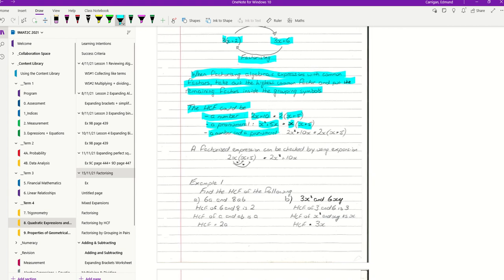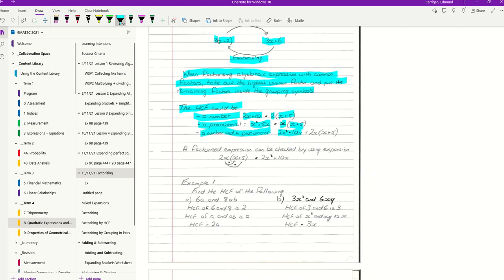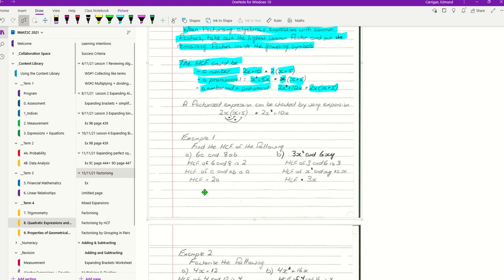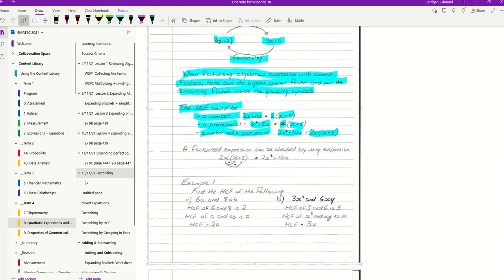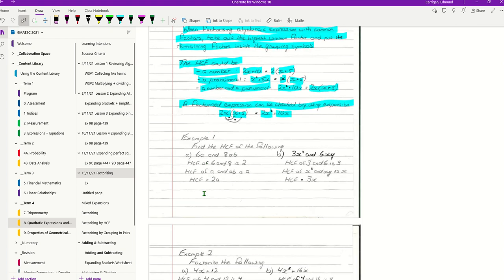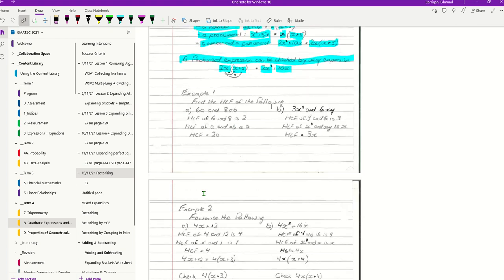Or it could be a number and a pronumeral. So we could have 2x squared plus 10x, and 2x will go into 2x squared, and 2x will go into 10x. We end up with 2x outside of x plus 5. Once we've got our factorised expression, we can check that we got it right by using expansion. So we go back the other way, 2x times x plus 5, 2x times x is 2x squared, 2x times plus 5 is plus 10x.